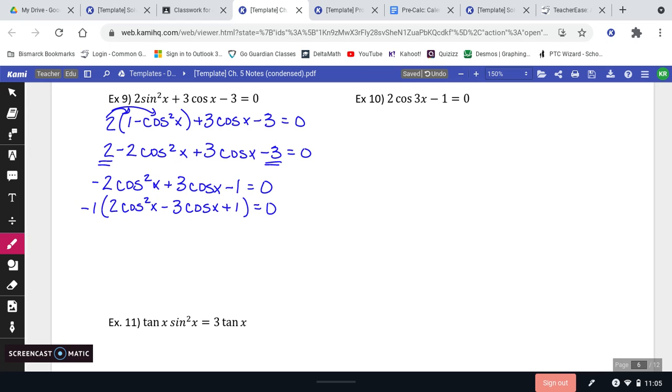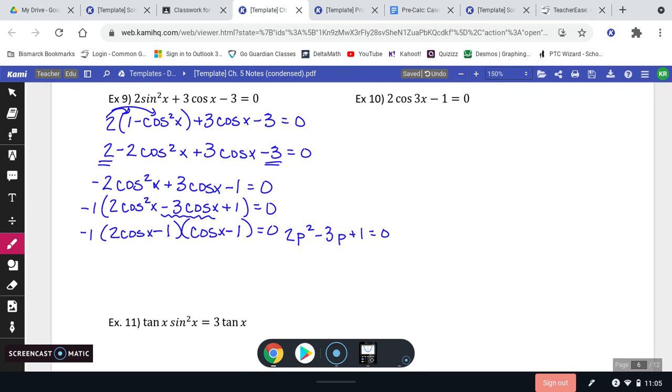Okay, now we're doing kind of the same thing we did before. So if you want to make a substitution, like a 2p squared minus 3p plus 1, you could do a product sum table, and then when you get done, you can come back and substitute in a cosine x. Okay, so this one, you have a positive 1 as your constant. So that means it's either 2 positives or 2 negatives. And since your middle term here is a negative 3 cosine x, this is going to be negative.